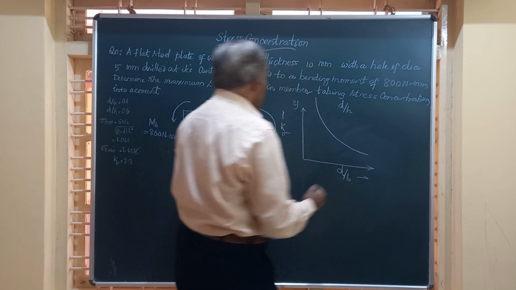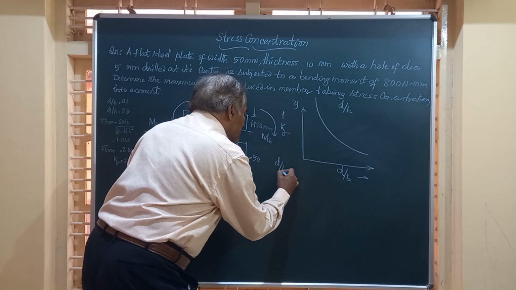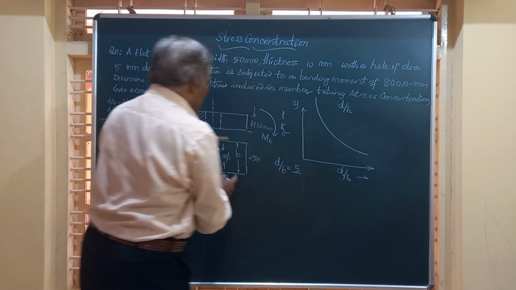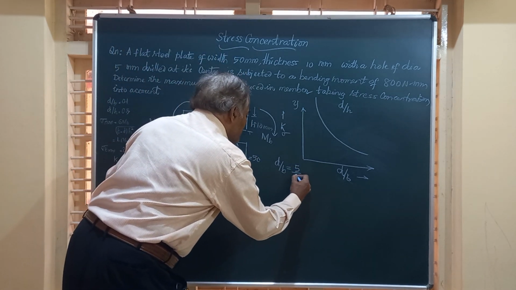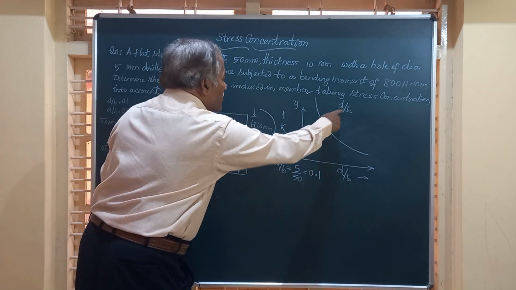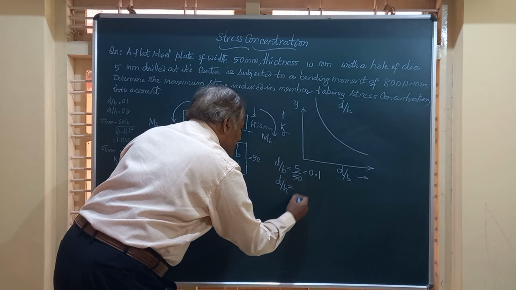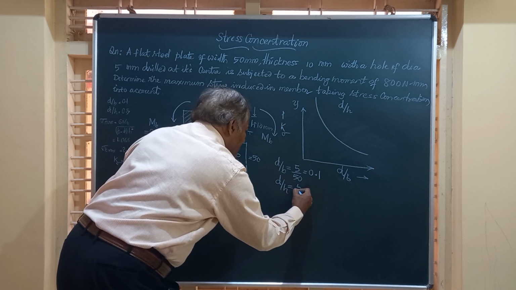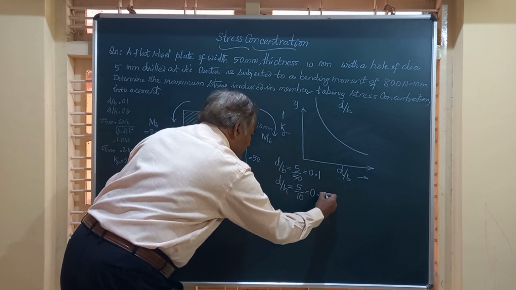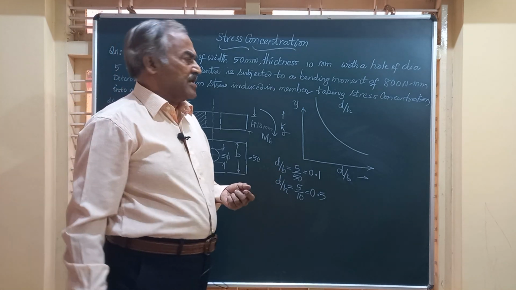Now friends, for the given plate, d by b, where d is the diameter of the hole, that is 5 millimeter, and b is the width of the plate, that is 50 mm, is 1/10, that is 0.1. Similarly, we need to know d by h. So d by h is the ratio of diameter to the plate thickness. Diameter is 5 mm, thickness of the plate is 10 mm, that is 0.5. So we have got two values: one is the d by b value, the other is the d by h value.